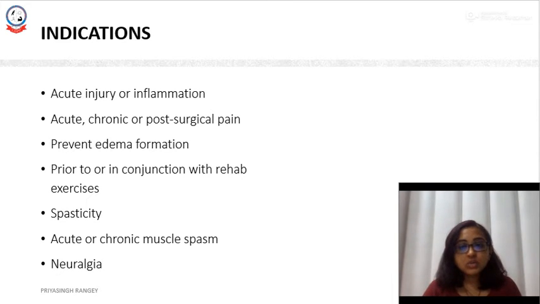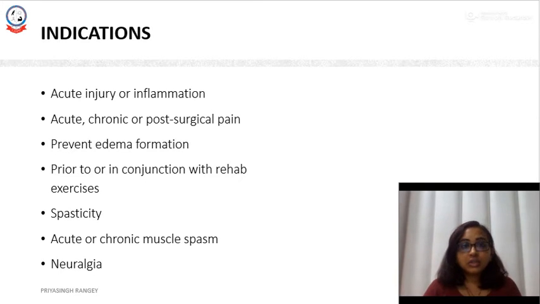Edema formation or swelling is usually associated with acute injuries or acute inflammations, and cryotherapy can help in preventing this edema formation, because it causes local vasoconstriction that will limit the amount of blood supply that is coming to the affected area. Since there is a reduction in the amount of blood coming to the affected area, ultimately there will be less fluid collected in that particular area, and hence reducing the formation of edema. It can also be used prior to or in conjunction with rehab exercises.